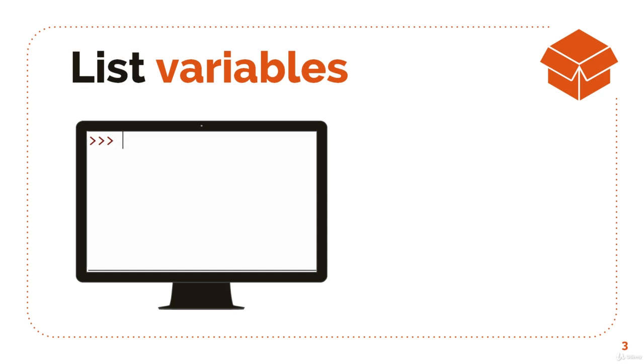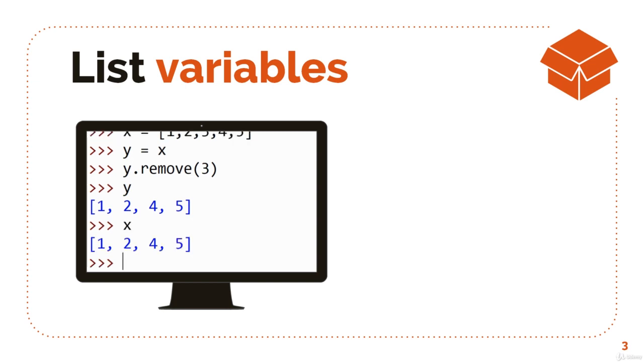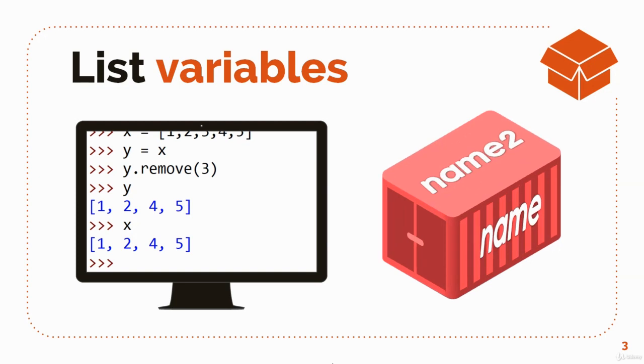If we assign a list to X and assign X to Y, then if we delete a value from Y and check the Y list, we get the values as expected. However, if we check the X list, we get the same as Y. Now this shows that when you assign a new variable to a list, it's the name that is being copied, not the content. Keep this fact in mind or you can run into issues when writing programs.